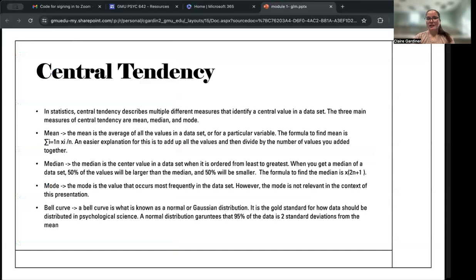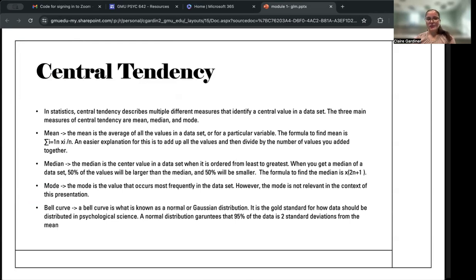I describe here that there are three main measures of central tendency: mean, median, and mode. Mean, which we talk a lot about in class, is basically the average of all the values in a data set, or you can take the mean of a particular variable, which would be helpful if you're comparing and contrasting variables and things of that nature.